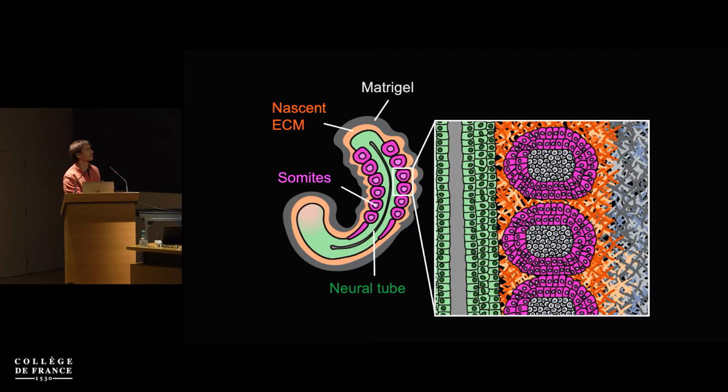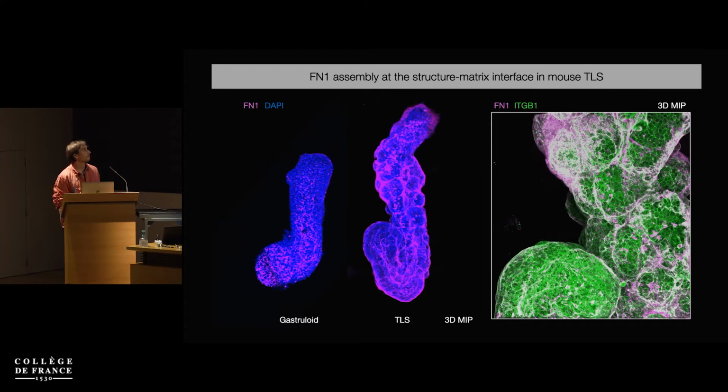And in particular, we had reasons to believe, because of other observations, that what Matrigel essentially does is trap the nascent ECM that is secreted by the structures at the structure-matrix interface, and that this is a very important component in driving the architecture in these systems. So what is the evidence that we actually have for this?